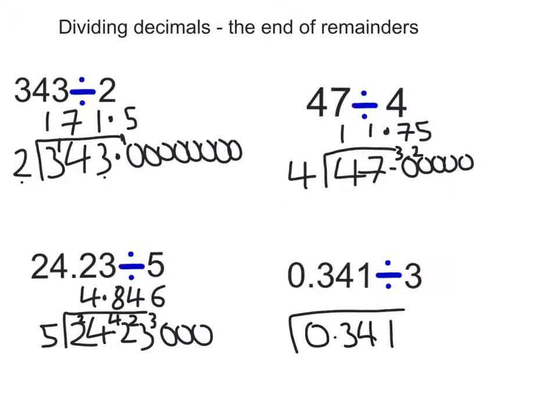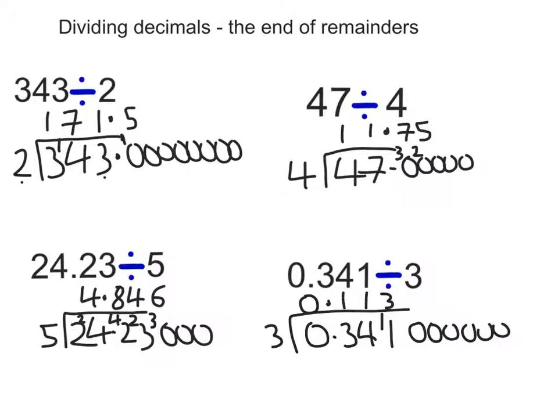Right. So this last one here, let's write it out. 0.341 divided by 3. So how many 3's go into 0 is 0. Those are my decimal points, so put that above. How many 3's into 3 goes once? How many 3's into 4 goes once? Carry 1. How many 3's go into 11? Well, that's 3, and I've got carry 2, so get all those zeros out ready.